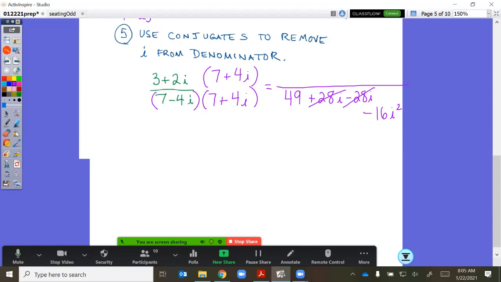You've got to say 21 plus 12i plus 14i plus 8i squared. You don't know how to FOIL? Do you understand that I said 3 times 7 is 21? This first one times this first one is 21. This first one times this last one is 12i, right? I treat i like it's x, 12i.